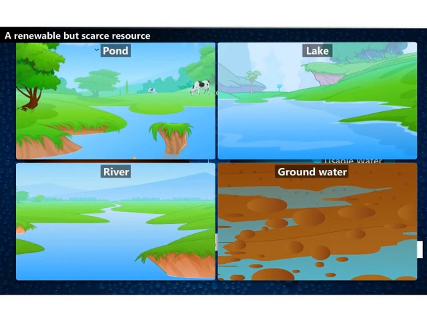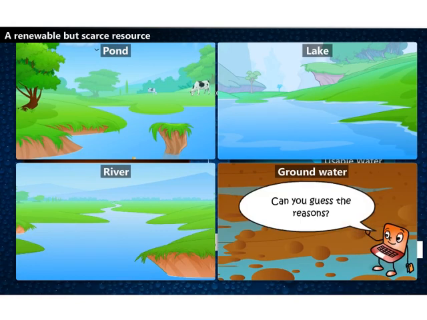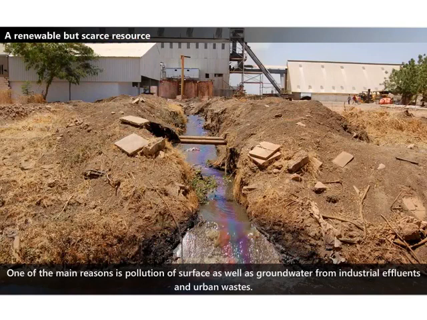available for us as groundwater or other surface water sources. Even the small amount of fresh water is no longer fresh to use. Can you guess the reasons? One of the main reasons is pollution of surface as well as groundwater from industrial effluents and urban waste.